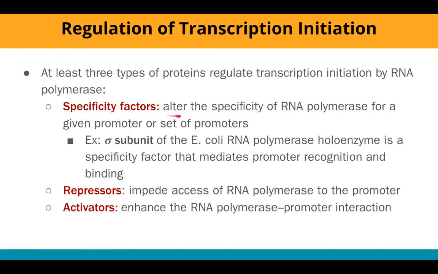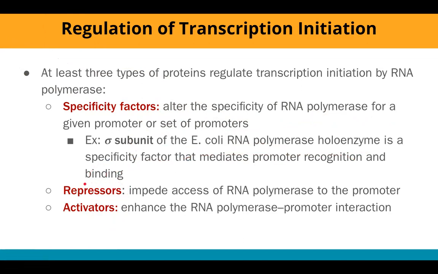When you say specificity factors, they are usually proteins that alter the specificity of RNA polymerase for a given promoter or set of promoters. An example of which is the sigma subunit of the E. coli polymerase holoenzyme. Okay, so this is a specificity factor. It mediates promoter recognition and binding.